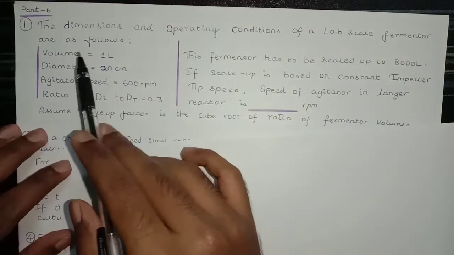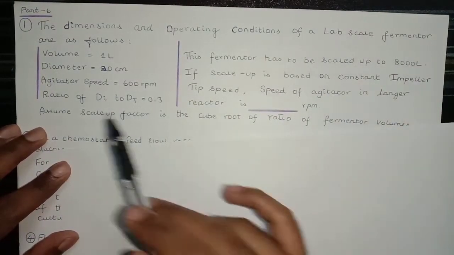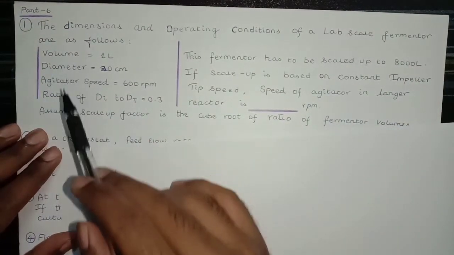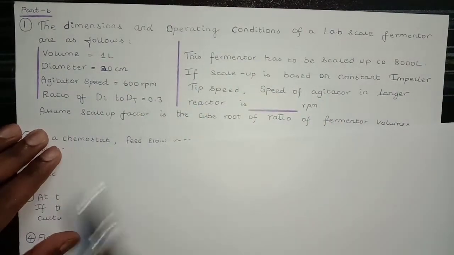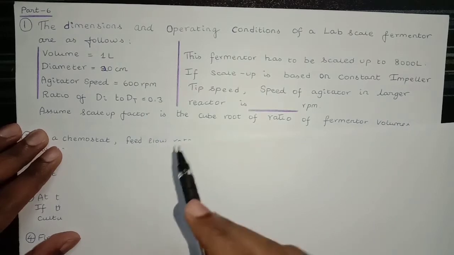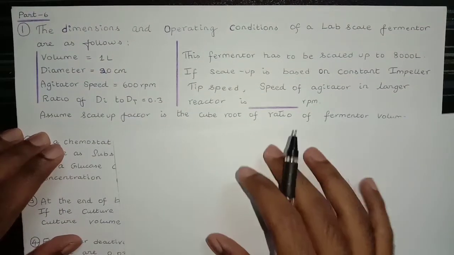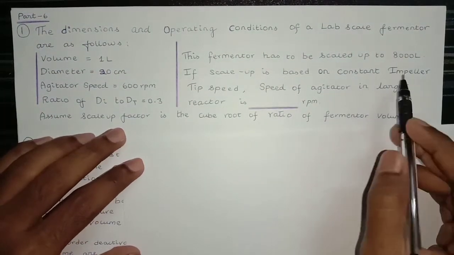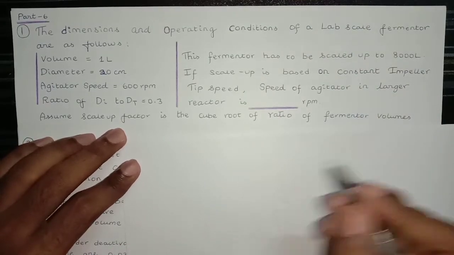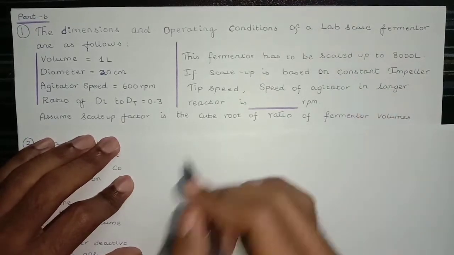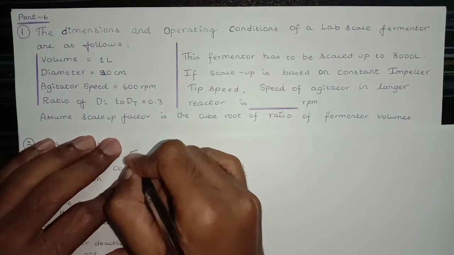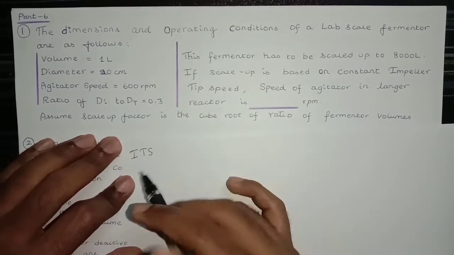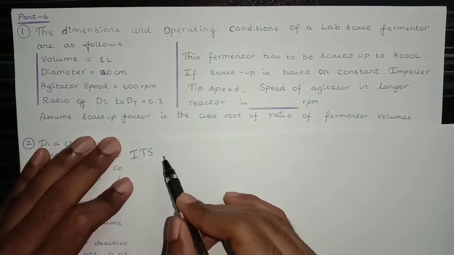The data provided is for the lab scale fermenter. They have given the volume, diameter, agitator speed and the ratio of diameter of the impeller to that of the tank, which is 0.3, that is 1/3. Let's start. The scale-up method is the constant impeller tip speed. So what is constant impeller tip speed? It's also called ITS.